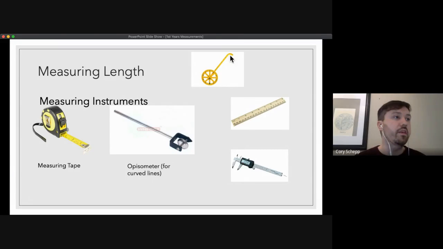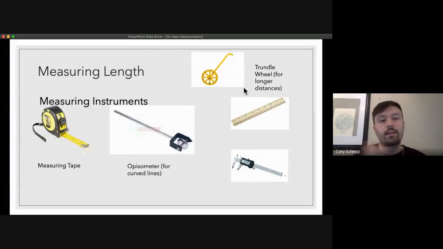Anybody seen this before? Either of you guys seen this? You might have seen it in PE. It is called a trundle wheel. This is actually probably about up to my hip, maybe a little higher. You wheel it along the ground, and you use it for longer distances. Maybe you're measuring the length of a football pitch or a running track, or the length of a parking lot from one end to the other. You can measure the length of that.